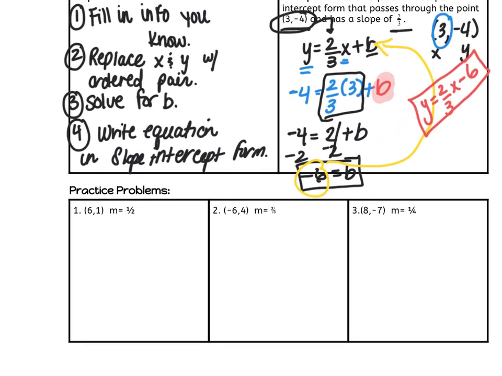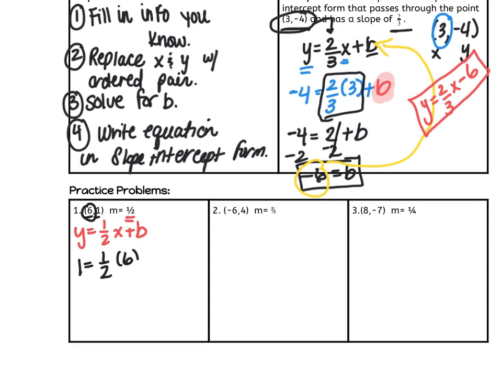So first thing I'm going to do is I'm going to write in the information that I do know. The information I know to start with is that my slope is 1/2. So I'm going to say y equals 1/2 x plus b. From here, I have a 6 and a 1. In the y spot, I have a 1. Still got my slope. In my x spot, I have a 6.